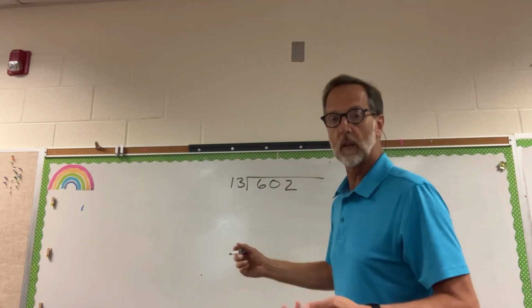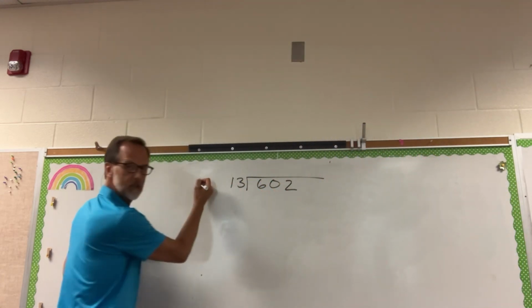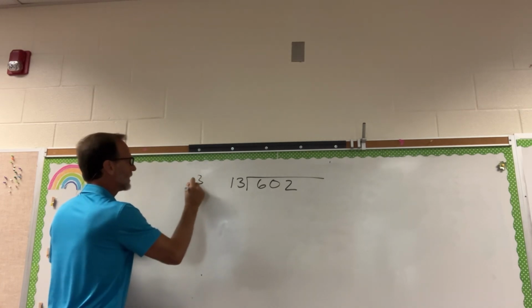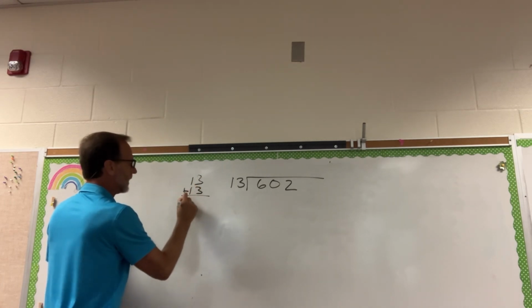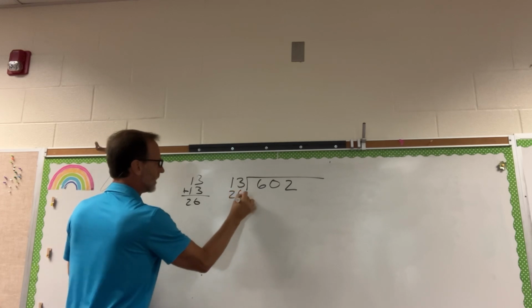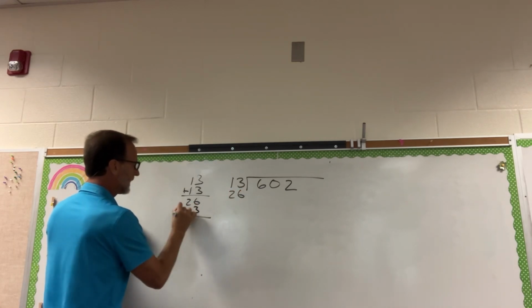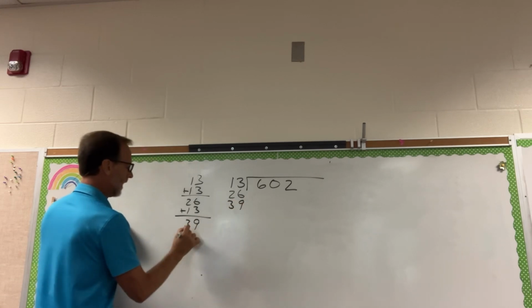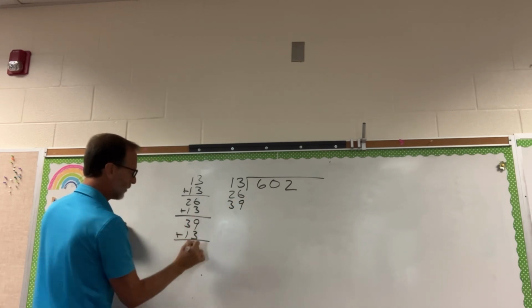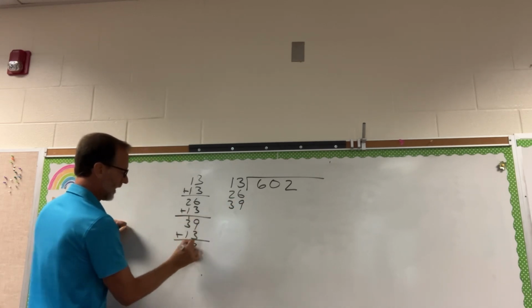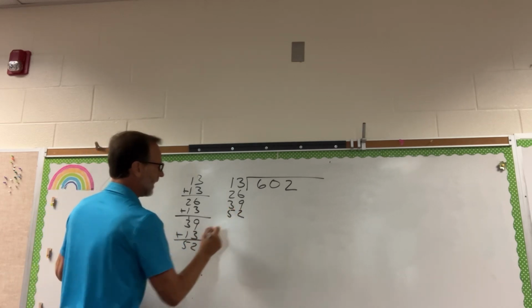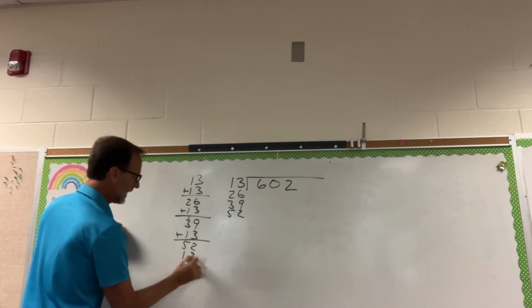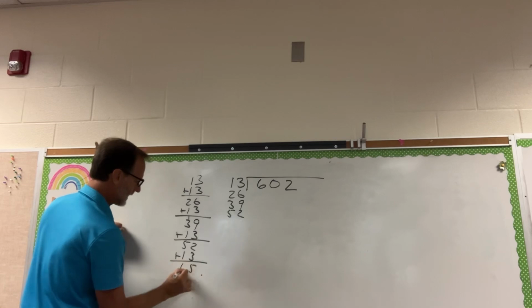So let's go ahead and do our list of 13s. All right, 13 and 13, 26. 26 and 13, that's 9, and that's 3, 39. 39 and 13, well, that's 12 after regroup. That's 52. 52 and 13, and that's 65.